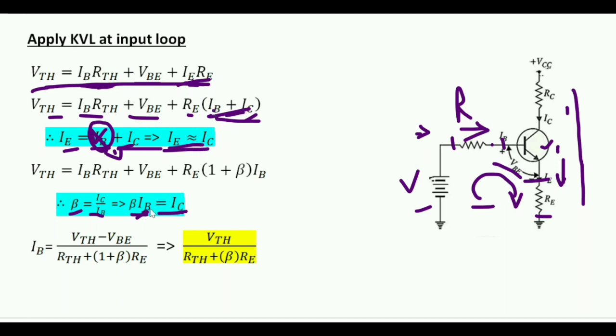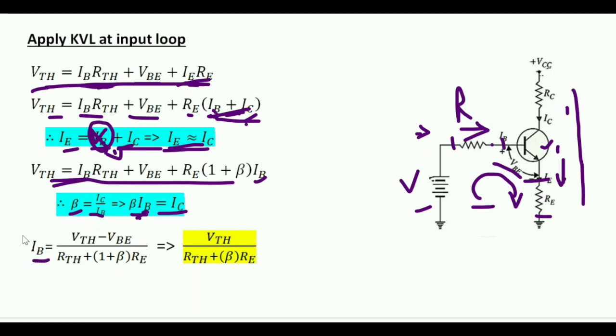We have seen that these are two terms. IB is a common term in both of these. If we replace IC with beta into IB, then we can take IB common in these two terms. Then the equation will change into VTH is equal to IB RTH plus VBE plus RE into 1 plus beta into IB. We have taken IB in common in these two terms. So IB into 1 plus beta will be equal to IB plus IC.